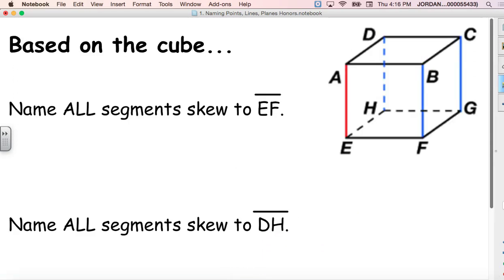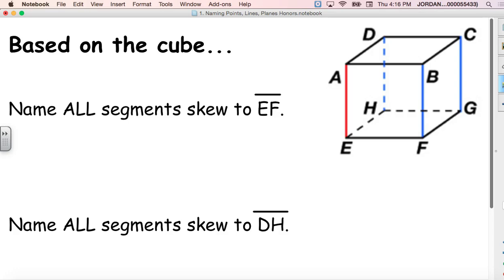All right, the last kind of line we're going to talk about are skew lines. We're going to name all segments that are skew to EF. Now, here's the difference with a skew line. Skew lines don't touch each other, but they're not in the same plane as each other either. It's kind of like one passes by the other. Instead of running right alongside, they pass by each other.